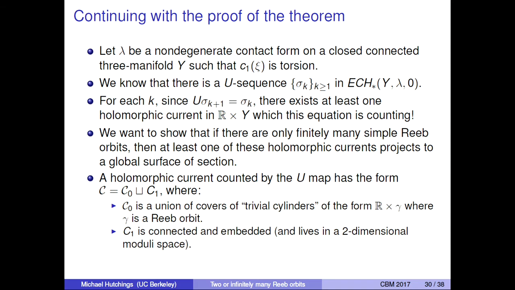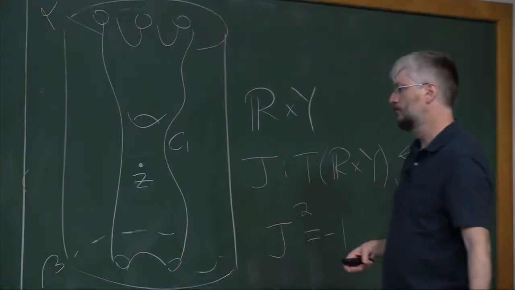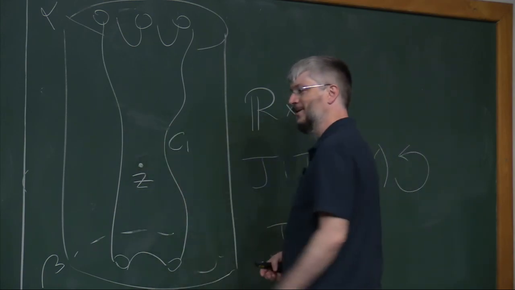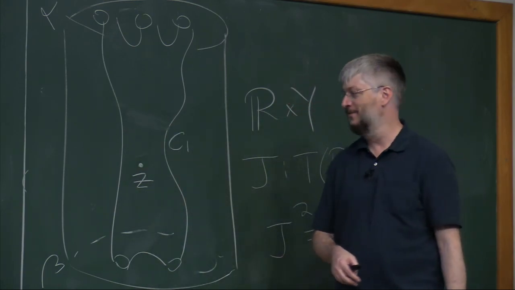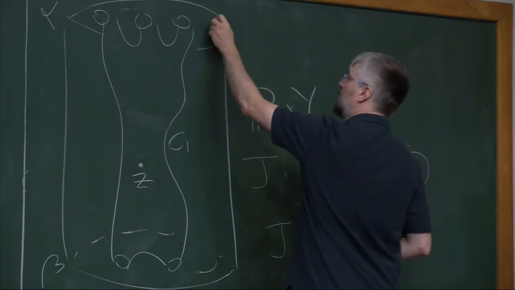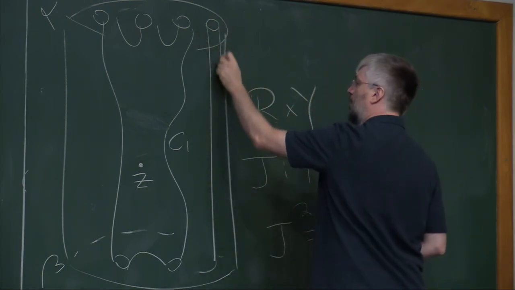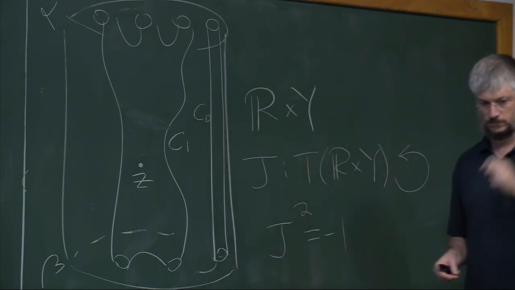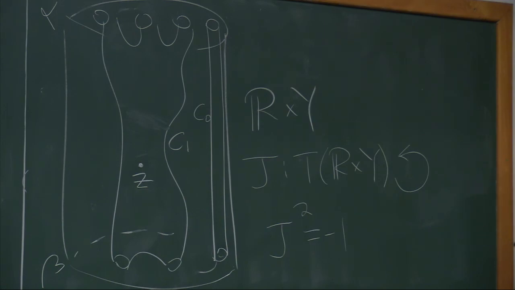So what would we need to do to get that? Note that a curve counted by the U map is divided into two parts. C1 is the interesting part. So maybe it looks like this in the picture. I'd be happier if it had genus 0, because I'm trying to get a genus 0 global surface of section. And then there might be some additional cylinders, which are just R cross a Reeb orbit. These are not very interesting, but they can be there. So that's what one of these curves looks like.